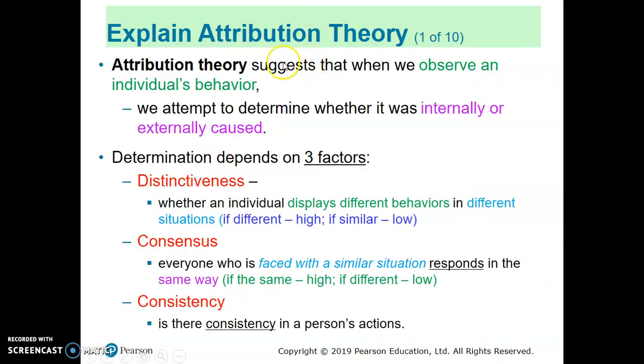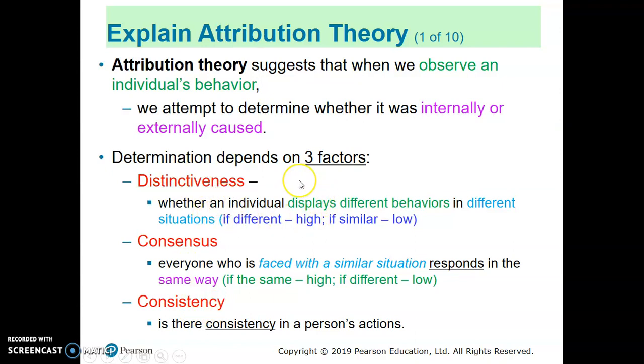So there are theories regarding perception. One is attribution theory. This theory suggests that when we observe an individual's behavior, we tend to determine whether the behavior that we watch is internally caused or externally caused. To determine whether it is internally or externally caused, we depend on three factors: distinctiveness, consensus, and consistency.